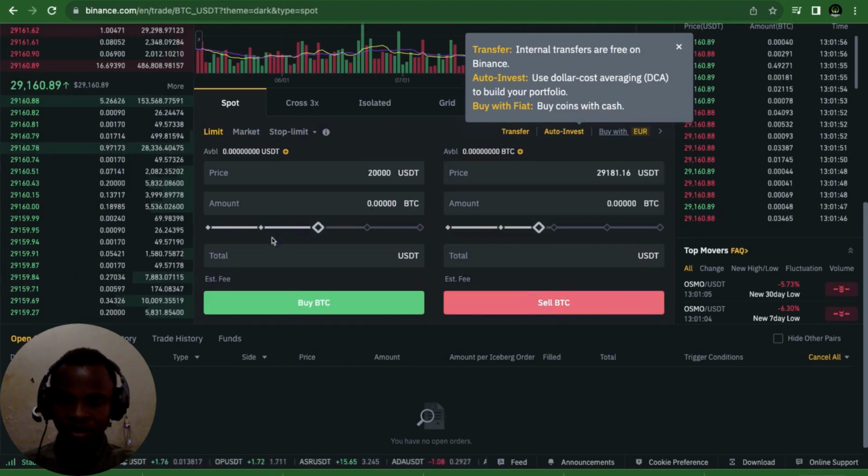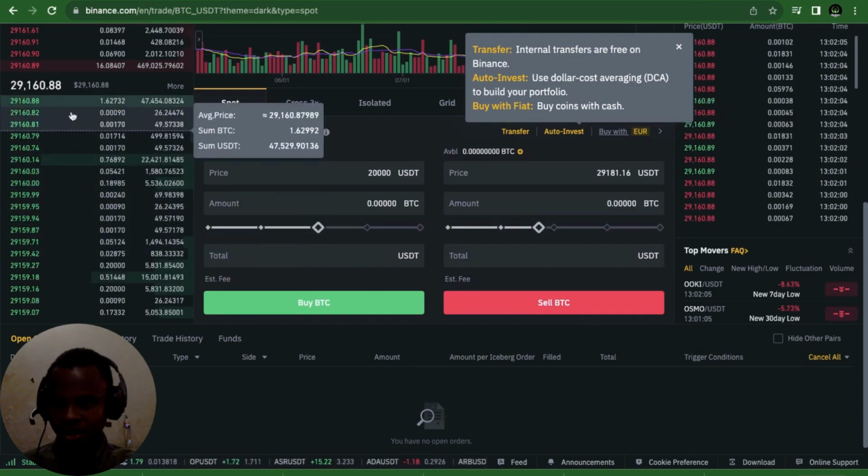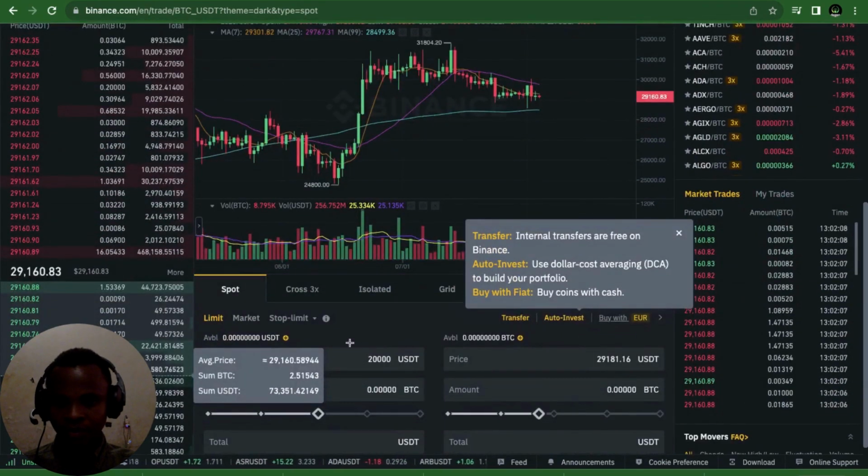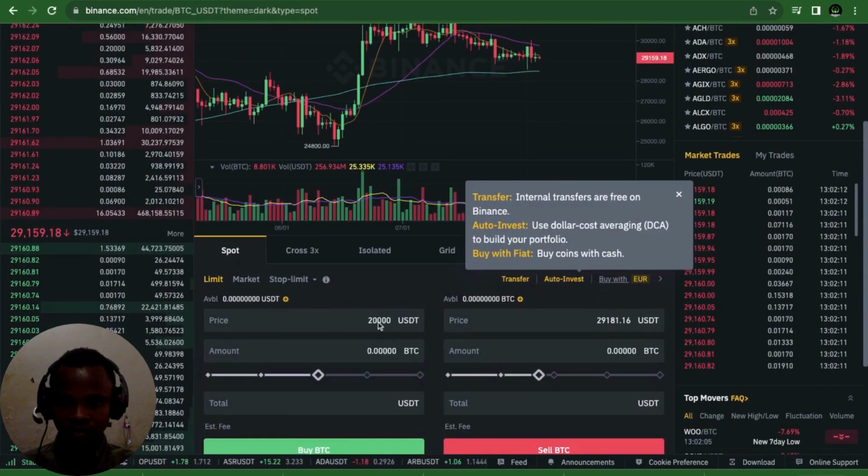So if you're using a limit order, your order doesn't go through immediately. If you are buying, you come here. If you are selling, you come here. Then you wait for the market to get to your order.